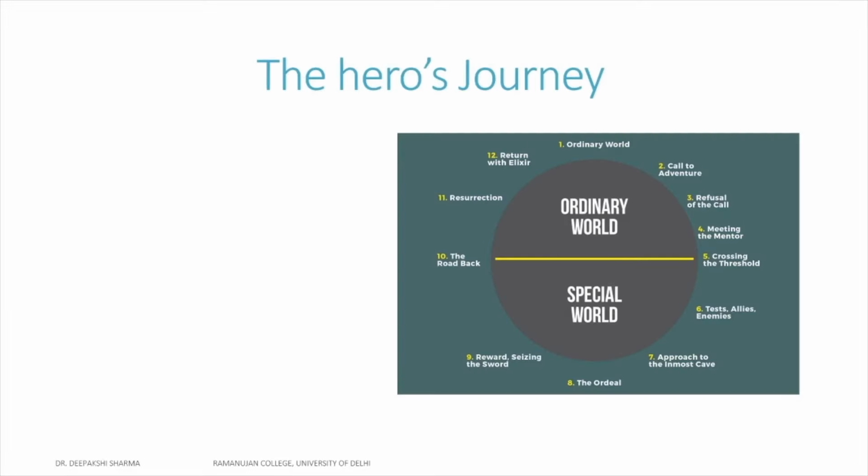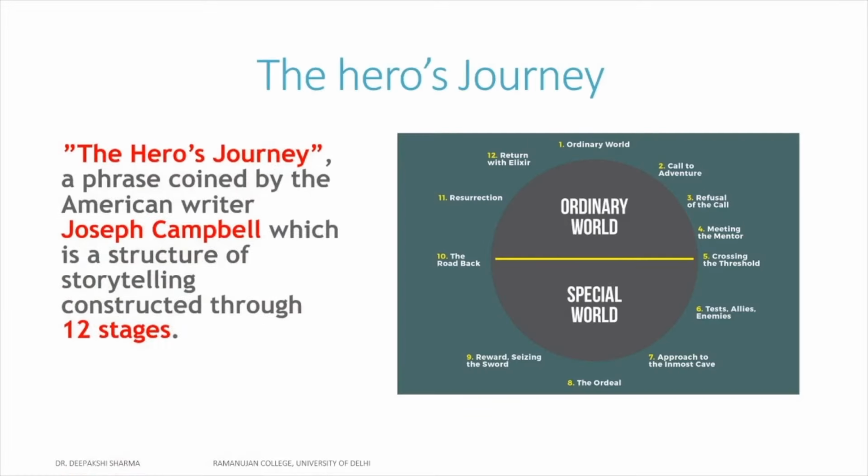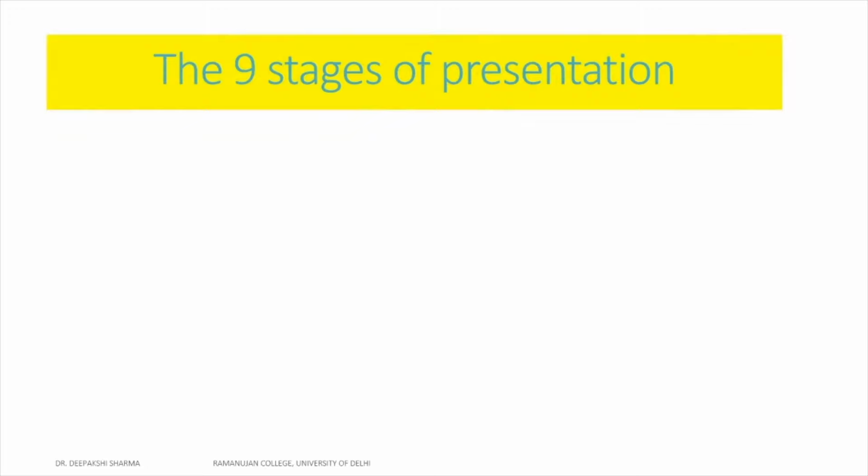To do this, we have a fabulous storytelling structure, the hero's journey. It was coined by Joseph Campbell and it consists of 12 phases. Most famous stories like James Bond and Harry Potter are based on it. For simplification, we have divided these 12 stages into 9 stages for presentation. Let's start.